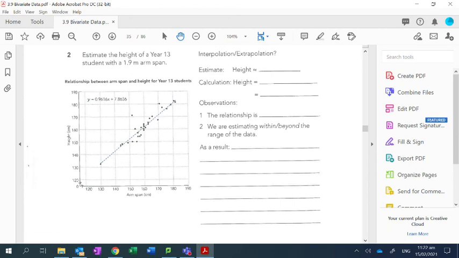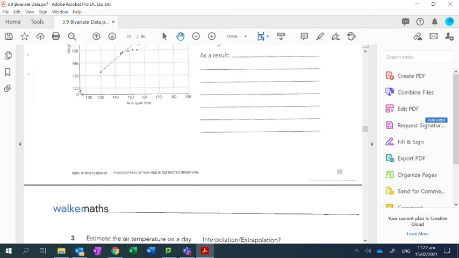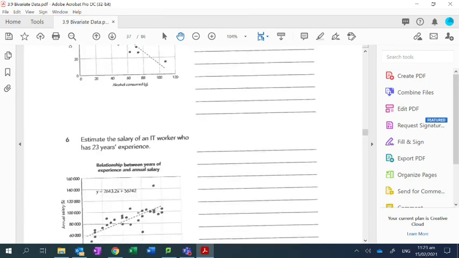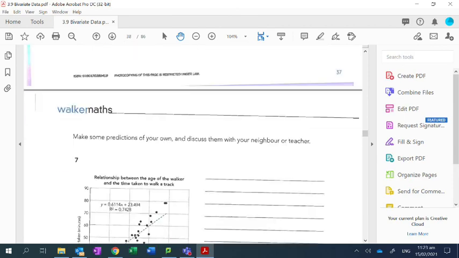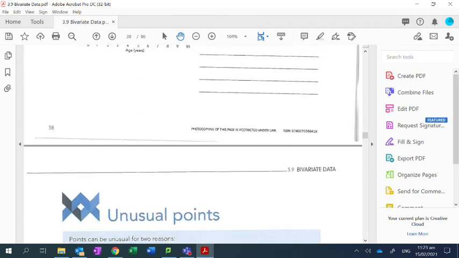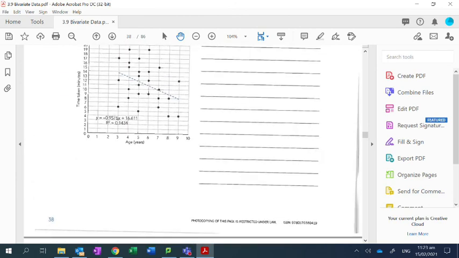Okay? So what we're going to do is we're going to do these problems. They run from page 35 to 38. All right? Lots of room in there. So page 35 to 38. You can work on this now, please.